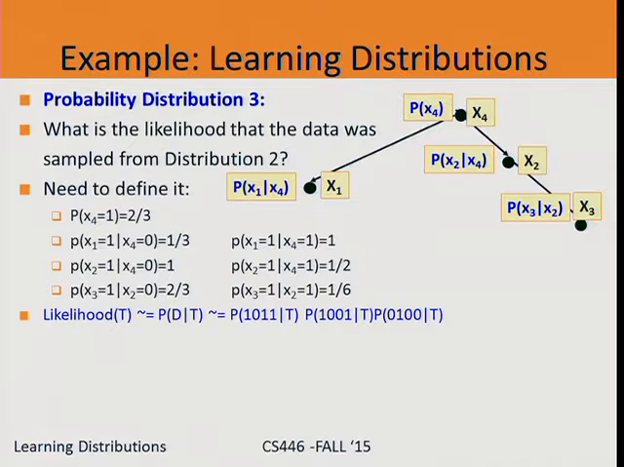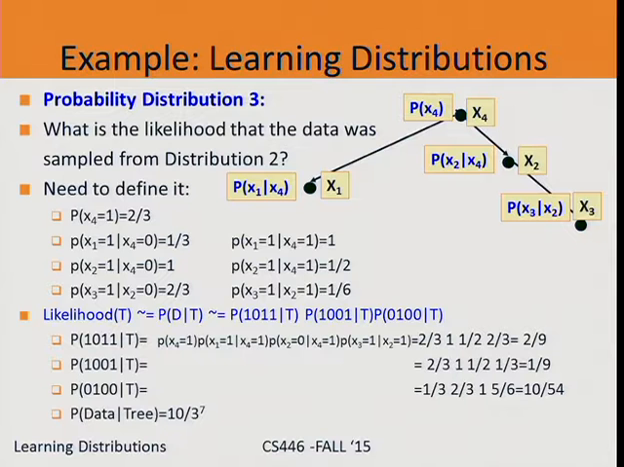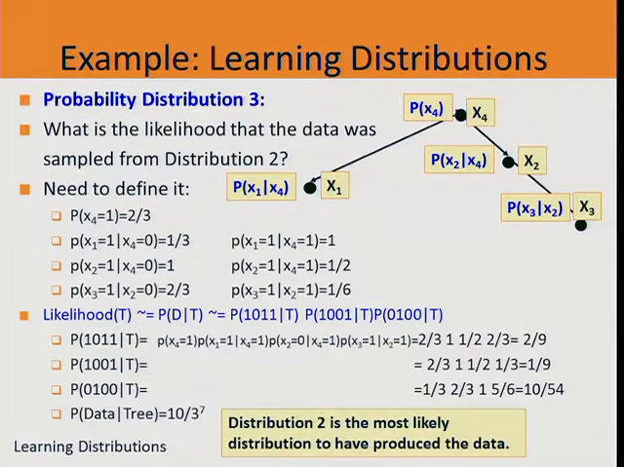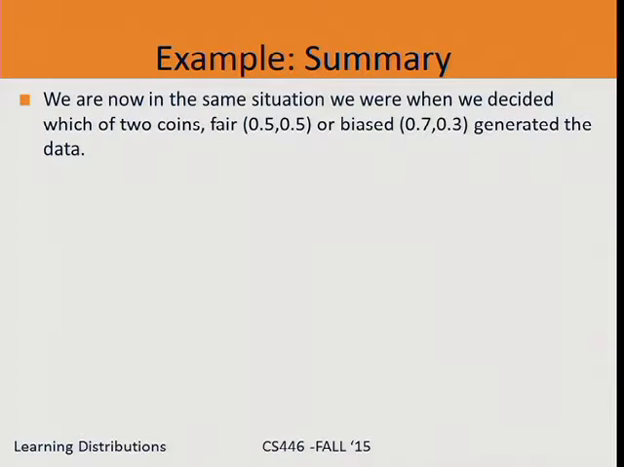I can write this down, multiplying over all data points. And I get another small number. Look at these three numbers. It so happens that distribution 2 is the most likely distribution to have produced the data. Okay? So what have we done here? We actually solved the learning problem from trees because we found the most likely distribution, but we solved it in a very, very specific, simple case.